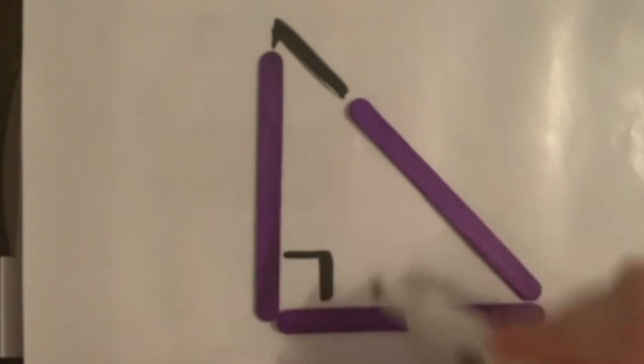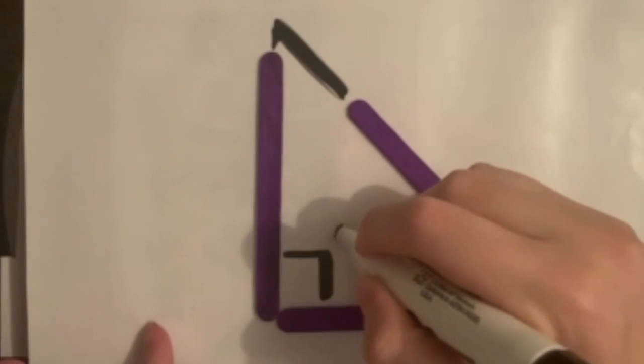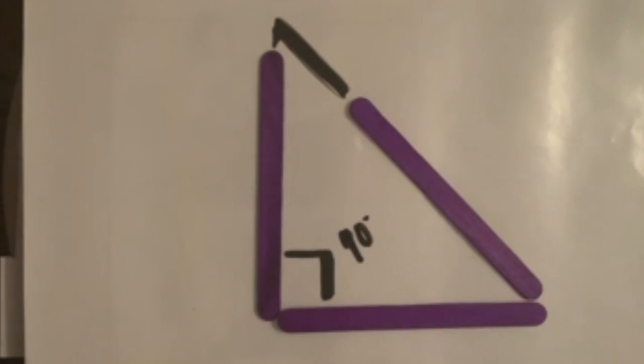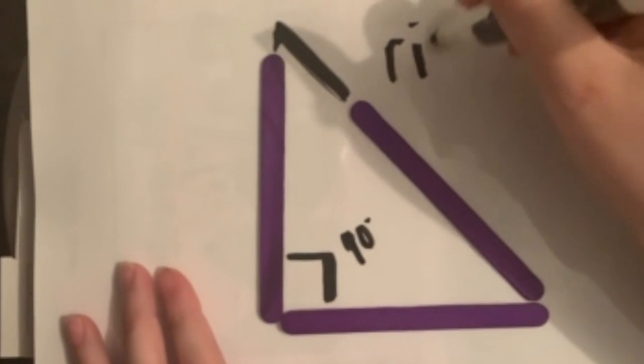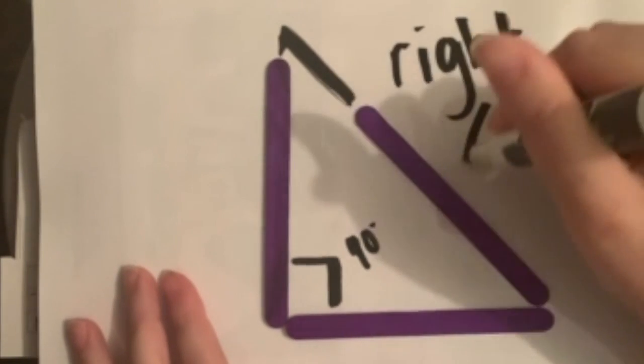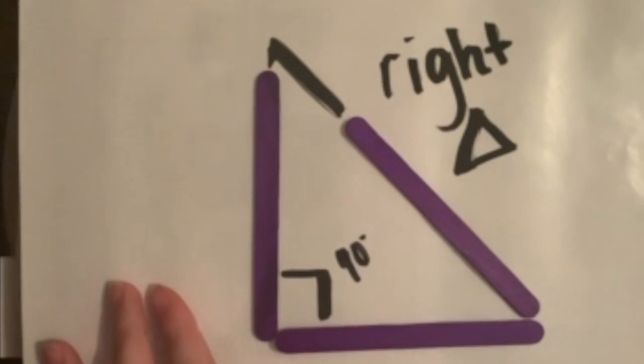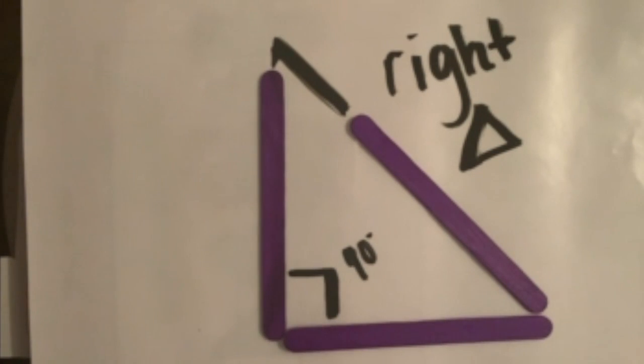If it has that little square in there, or if it tells you it's 90 degrees, automatically we know that this is a right triangle. The little triangle symbol. Okay? Just by looking at the angles, we could tell what this triangle is. All right, let's move on to the next one.